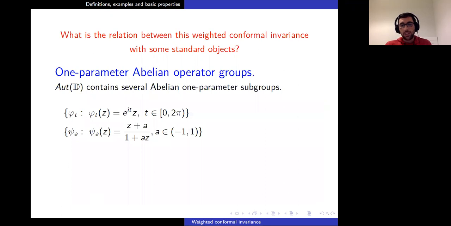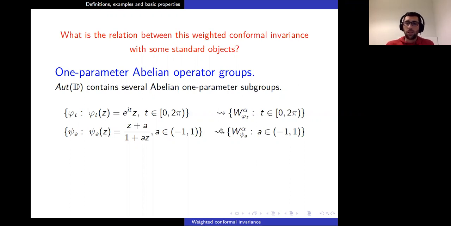Now, we pass to study the relation between our invariance and some one-parameter abelian operator groups. We know that the group of automorphisms of the unit disk contains several one-parameter subgroups. For example, these two. These subgroups induce these other operator groups. So here, the question is the following. If we start with a good space, by good I mean a conformal invariant space of index alpha, can we expect some good properties of these operator groups? For example, are these operator groups strongly continuous?